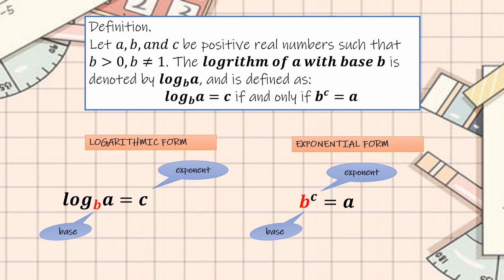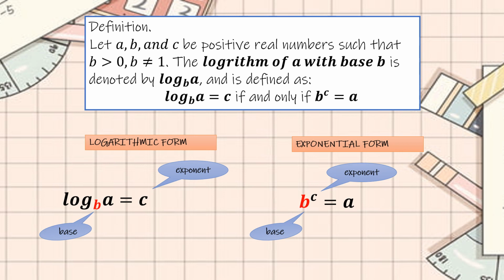Okay, so by definition, let A, B, and C be positive real numbers such that B is greater than 0 but not equal to 1. The logarithm of A with base B is denoted by log base B of A and is defined as log base B of A equals C if and only if B raised to C is equal to A.